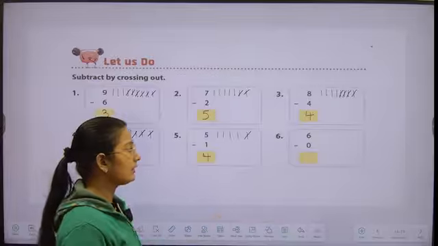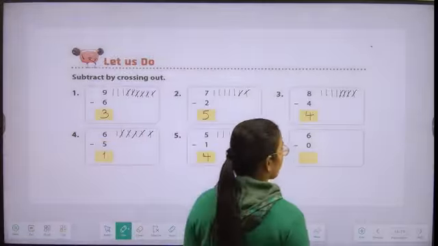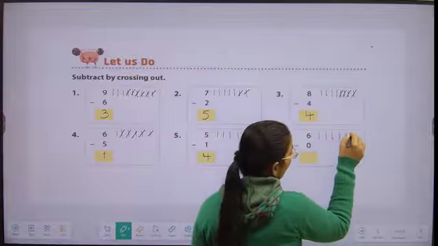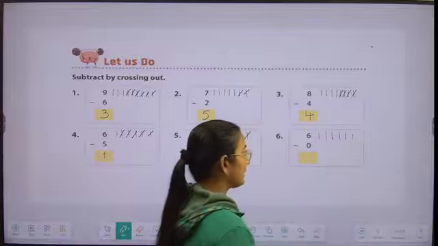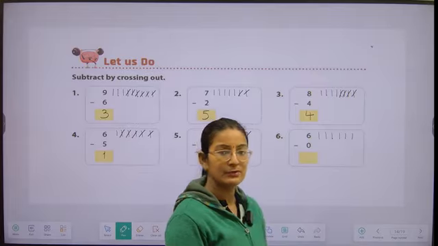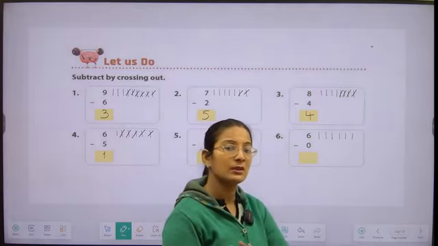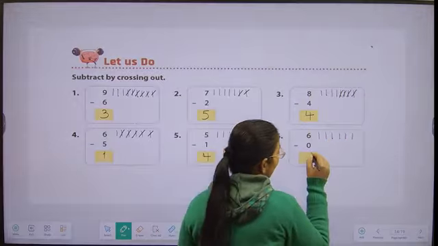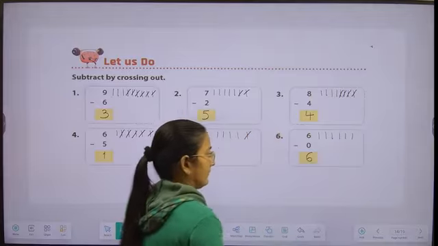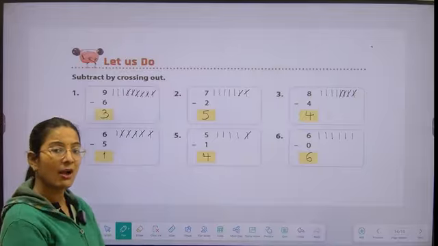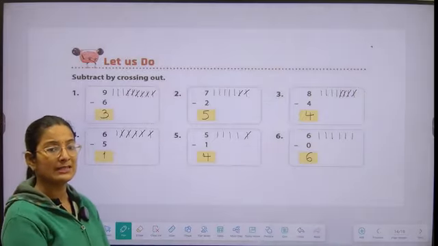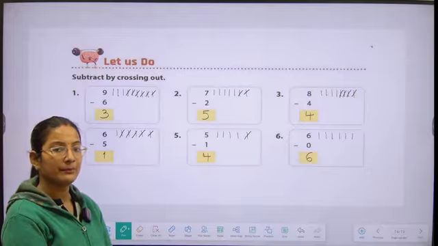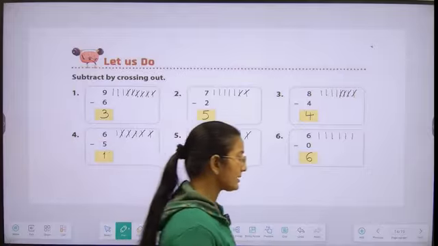Moving to the next one. Now what we have to do? We have to draw 6 lines. 1, 2, 3, 4, 5, 6. Now how many lines we have to cancel? 0 lines. That means we don't need to cross any line. Now how many lines are left? 6 lines. So everyone is understanding how we are going to do the subtraction by crossing out the lines? Very good, students. Let's do the next one.